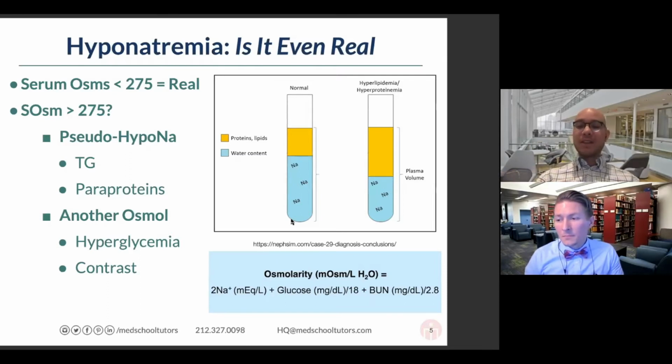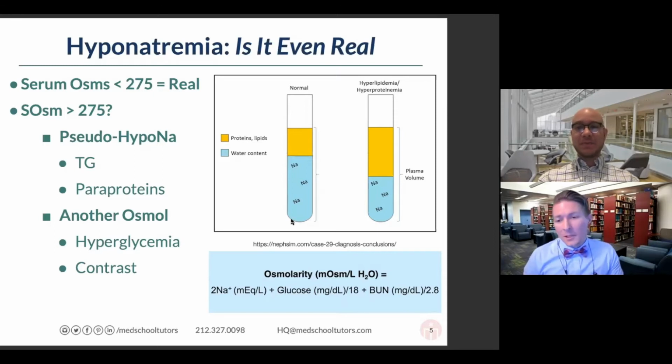The formula at the very bottom of this slide tells you how you can calculate osmolality from other components of the BMP. Sodium is a huge component of osmolality, which is why it's a good surrogate most of the time. But you also have to take into account glucose as well as BUN. Anything to add there, Joe?